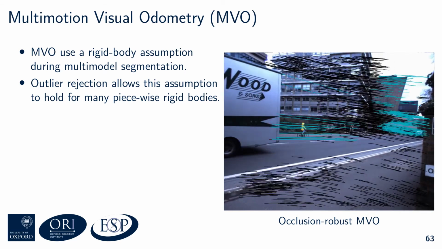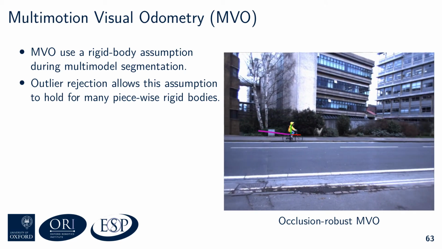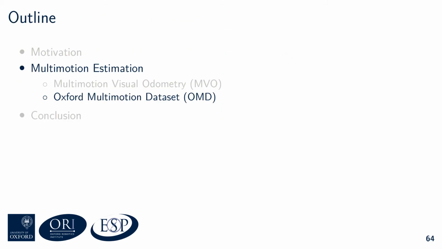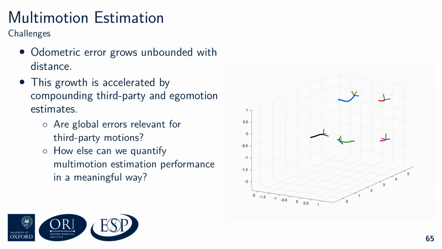We think MVO is an interesting and exciting approach to the metric multi-motion estimation problem, but I'd also like to speak about some of the challenges. An important question to answer is what is the correct way to quantify the performance of metric multi-motion approaches? We've been using global error of all the estimates, but odometric approaches like visual odometry are well known to have errors that grow unbounded with distance.